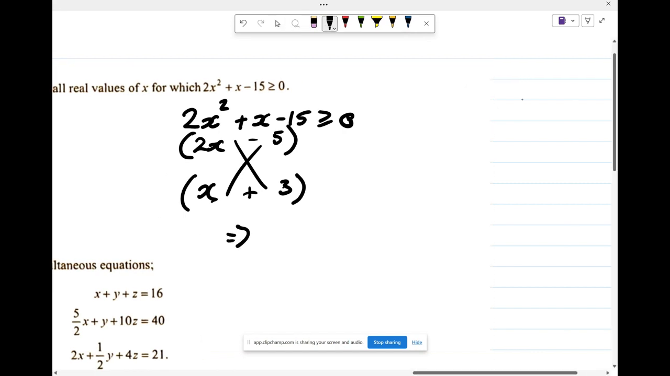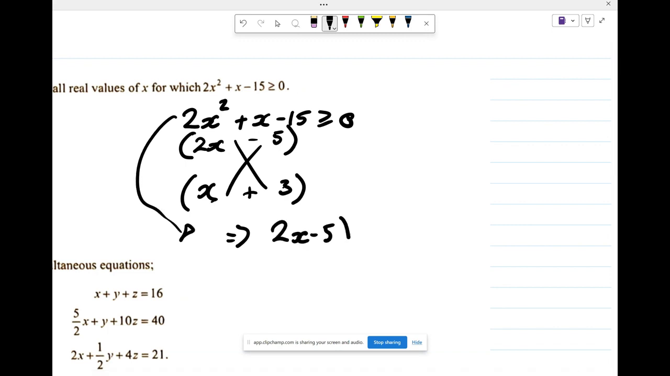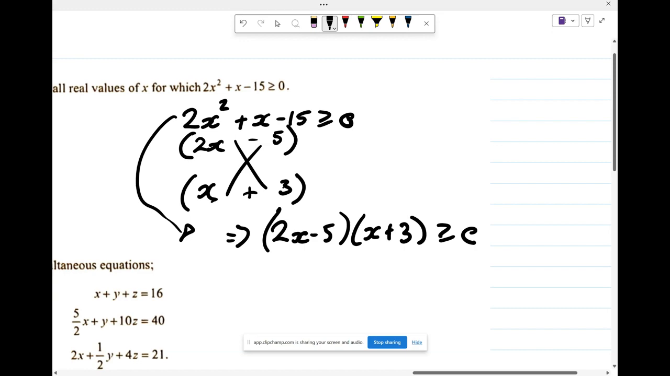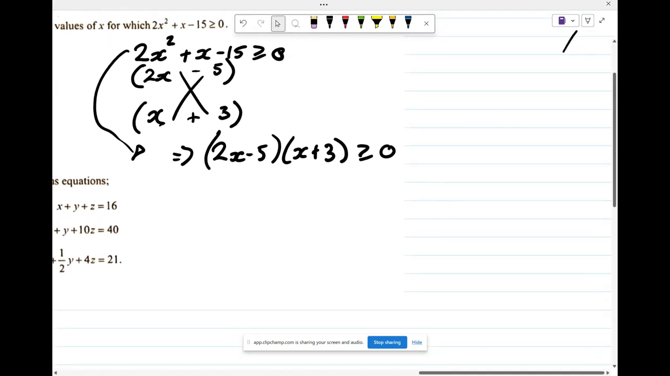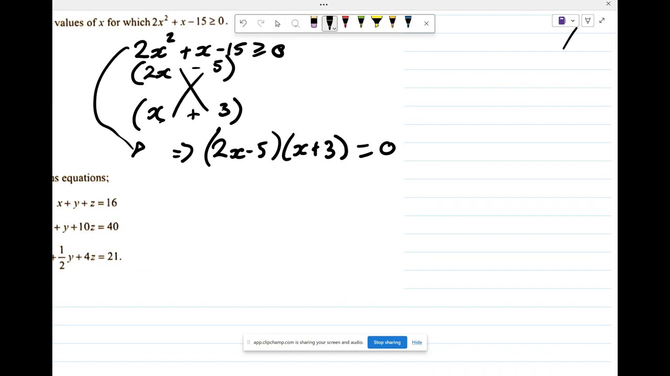So this means that if we rewrite this up here, this can be written as 2x minus 5 times x plus 3 is greater than or equal to 0. So same thing we were doing before when it was equal to 0. We're going to consider two cases. Our two cases are going to be based on the way this sign is pointing. And the way the sign is pointing means that these two multiplied together are going to be greater than 0. So everything here is going to be positive.